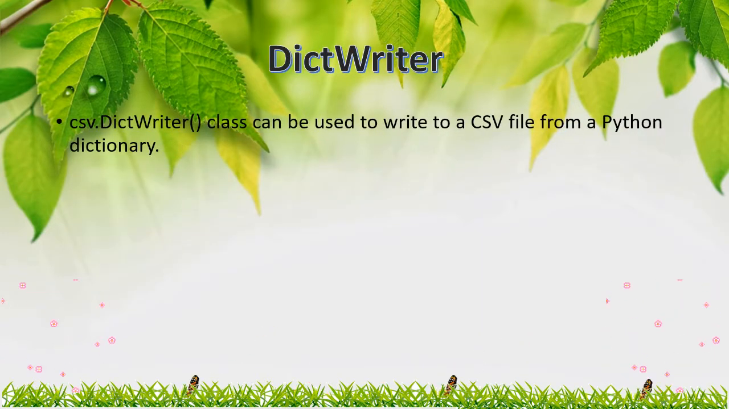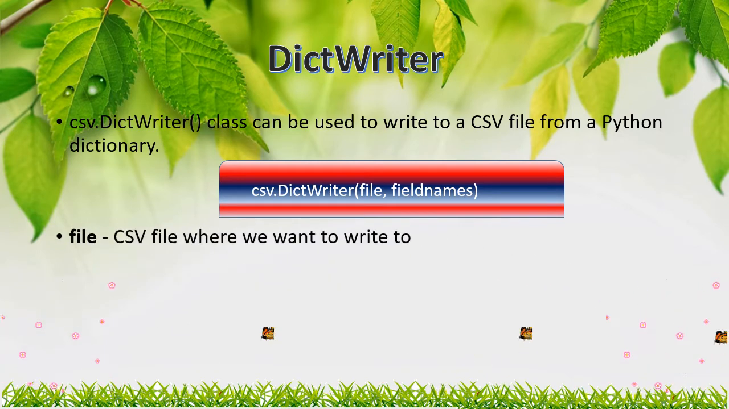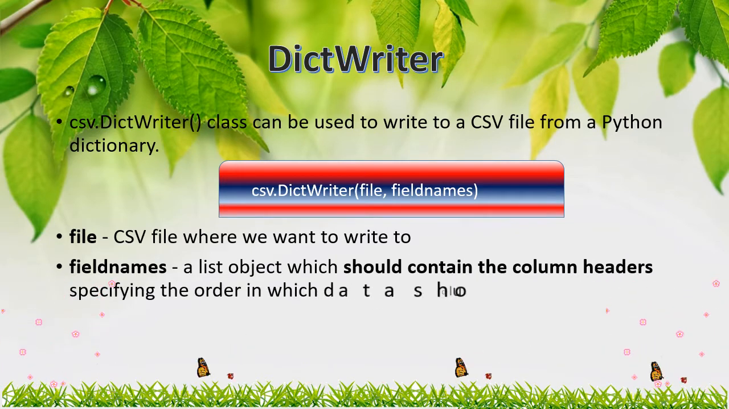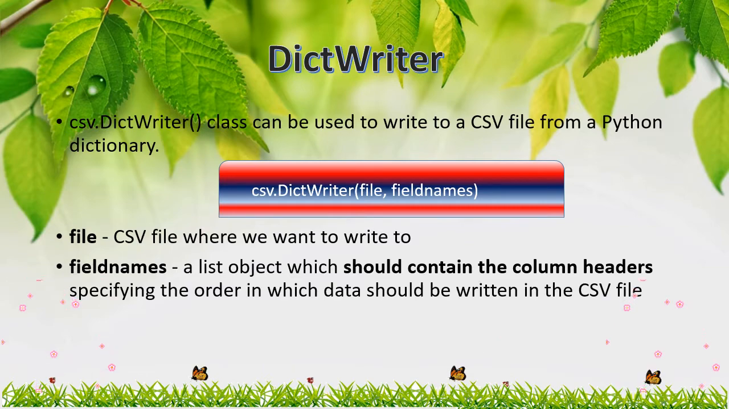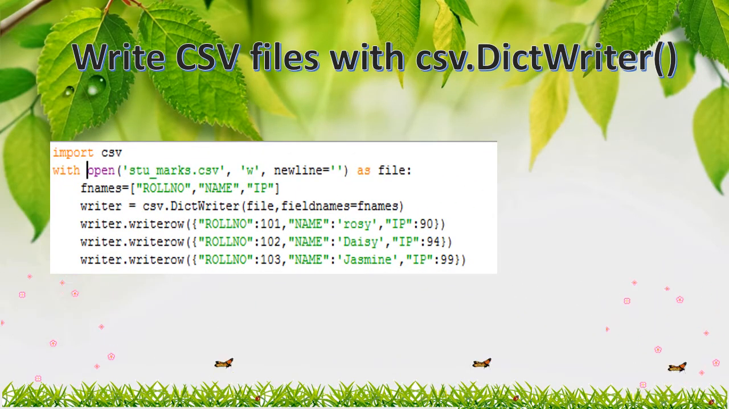And the DictWriter class is used to write dictionary data into the CSV file. It has two parameters. File is which file to write, and fieldnames is what columns we have to write. That column title should be given in the field names. See, here I am opening the student master.csv file with three column names, that is the field names: roll number, name and IP.